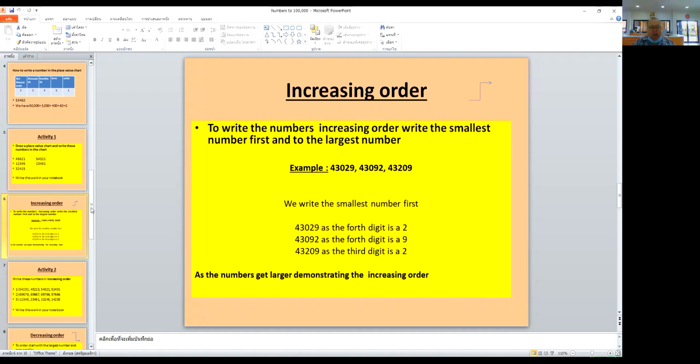First, you write the smallest number. But here's the example. Our numbers are 43,029, 43,092, 43,209. When we write the smallest number, our 4 and the 3 are the same in each of the numbers. Our third number, we have slightly different numbers.